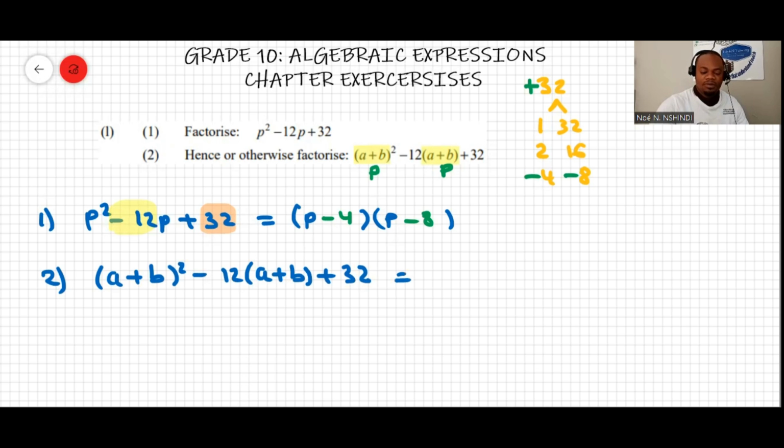If I call all this p, now this will be the same thing, the same factors we have here. Instead of p, I'm going to write a plus b. So (a plus b minus 4) times (a plus b minus 8). Note that this is like the p we had there.